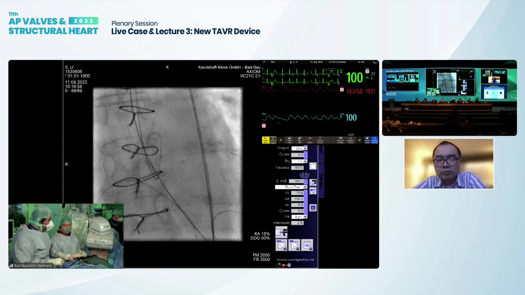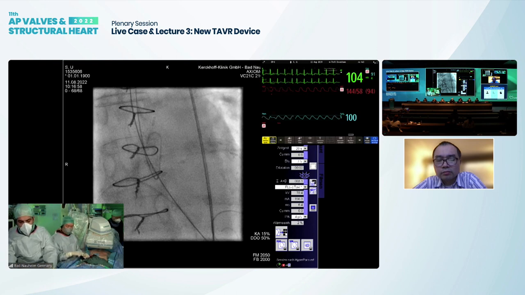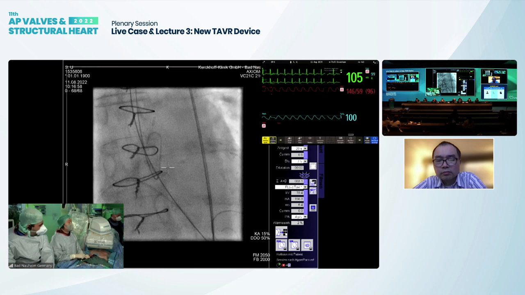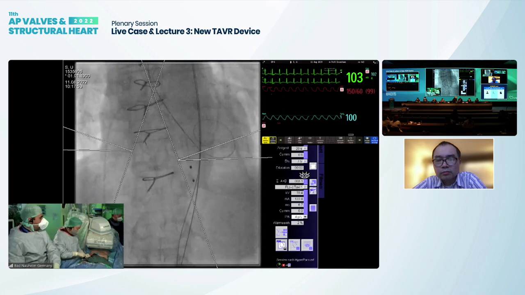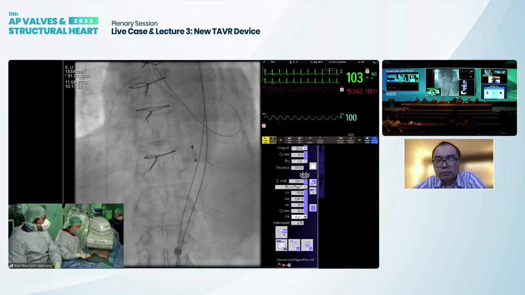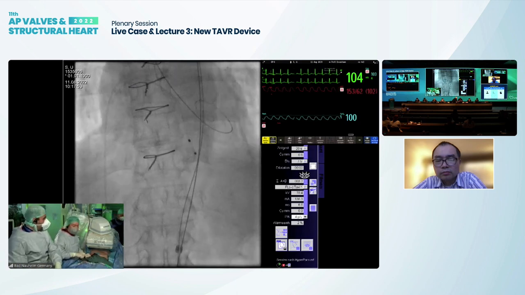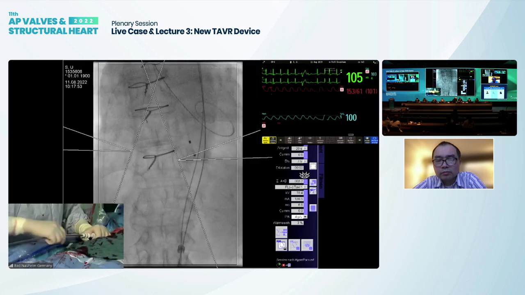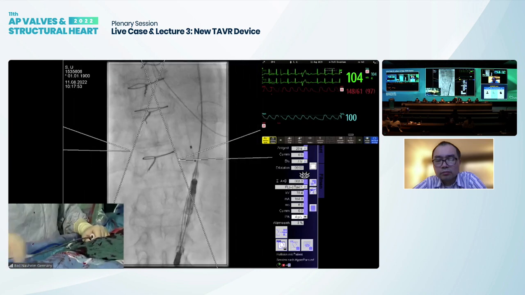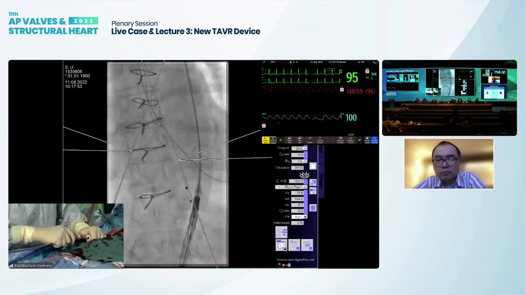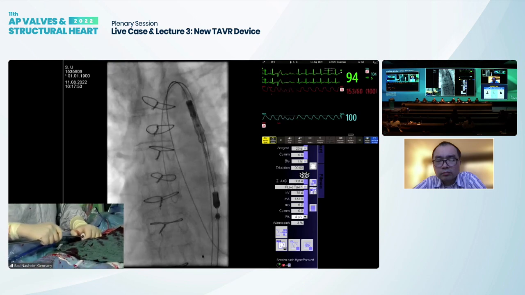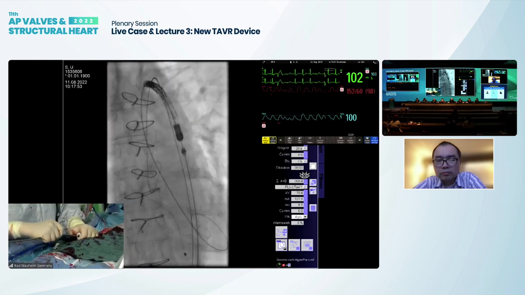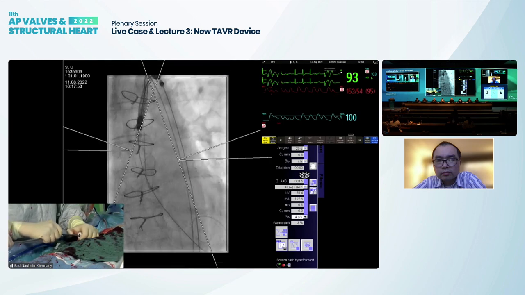So now for commissural alignment, it is important to insert the delivery system. The patient is stable, as you can see, and also the sinus rhythm has recovered. To insert the system with the flush port at 6 o'clock increases the likelihood, of course does not guarantee, but increases the likelihood of pre-existing commissural alignment. Now we pass the aortic arch, which is relatively small. We have a very small patient actually.